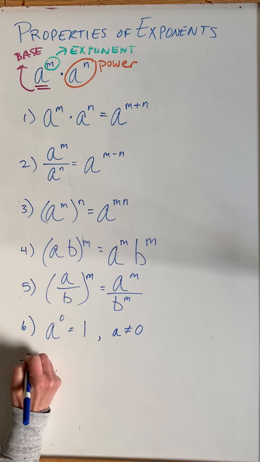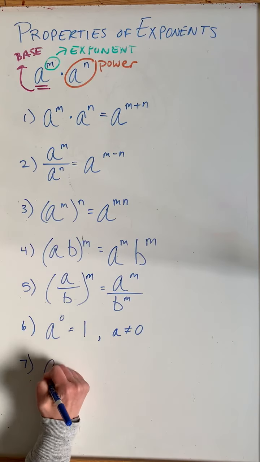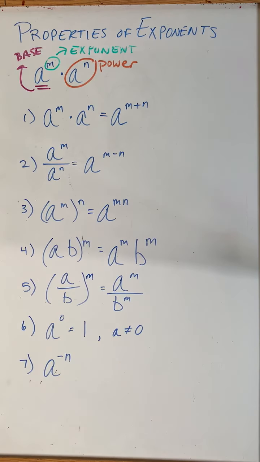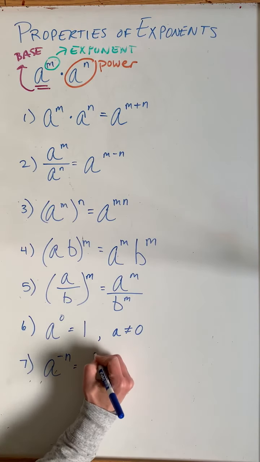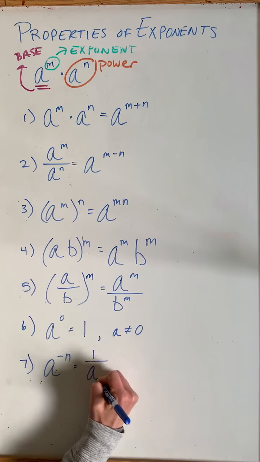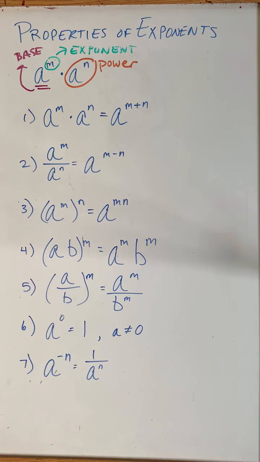Okay, and then our very last property deals with a negative exponent. So let's say we had a to the negative n. In order to make that a positive exponent, because we always want to write our exponents as positive values. Why? I couldn't tell you, because somebody decided that was a smarter idea. So to make this a positive exponent, we're going to rewrite it as 1 over a to the n. So we're just going to move that down to the denominator.